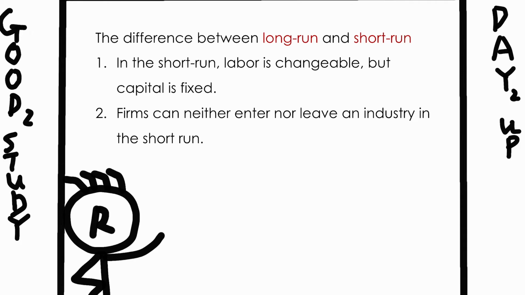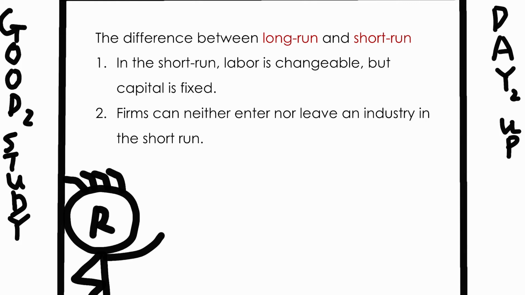So why in the short run is labor changeable but capital is not? That is because workers are easier to hire and to fire. So the number of workers can be easily changed, but machines, factories, and buildings are not. Just imagine how long it would take Elon Musk to build another gigafactory. So in the short run, labor is changeable, but capital is fixed.